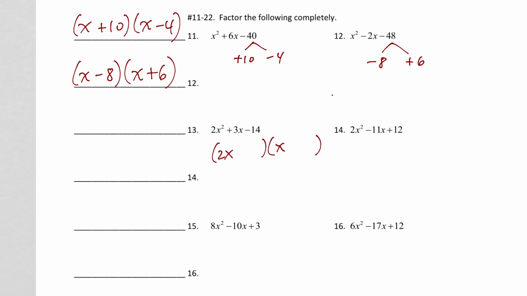If I put the 7 here and the 2 here, what that does is it gives me 4 on the outside and 7 on the inside. 4 and 7 do give me a difference of 3. I've got to put the plus here because I need a positive 7 and a negative here. That gives me a negative 4 plus 7, which is a positive 3x. And of course, those multiply to negative 14.